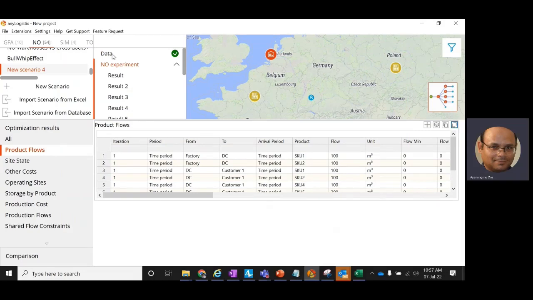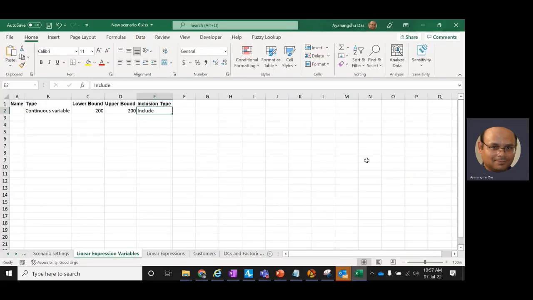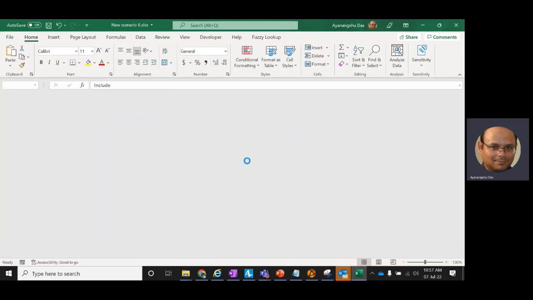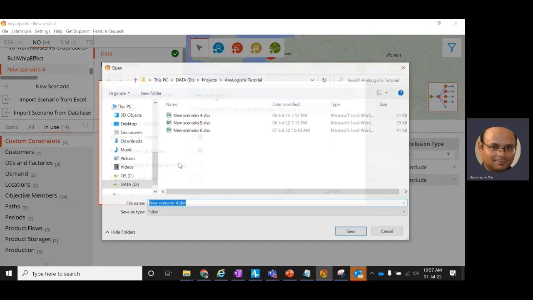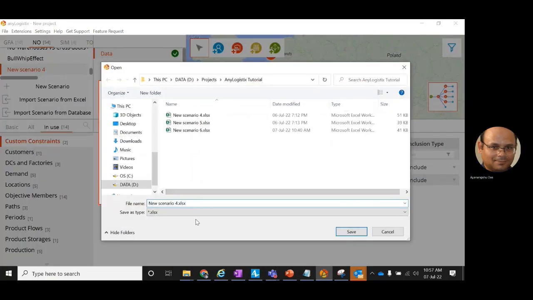Now we will understand how to specify these constraints through the Excel template. So, as earlier, we will export this particular experiment into an Excel and see the template.